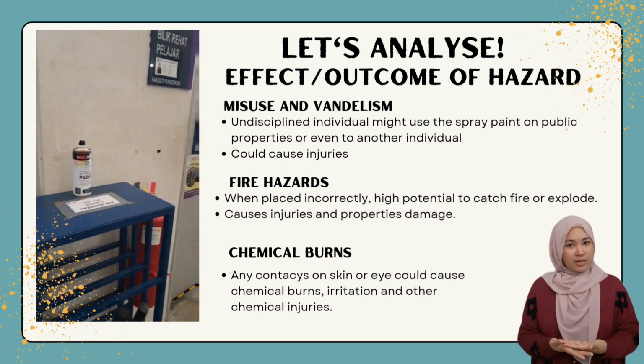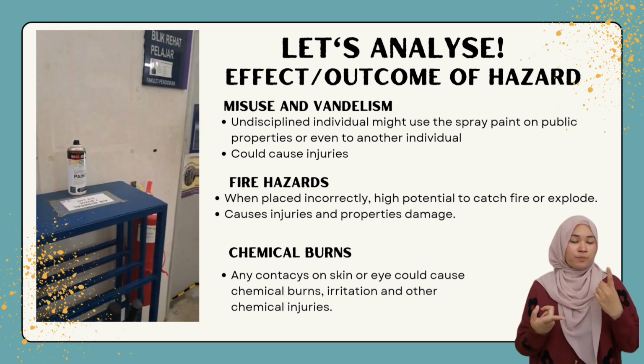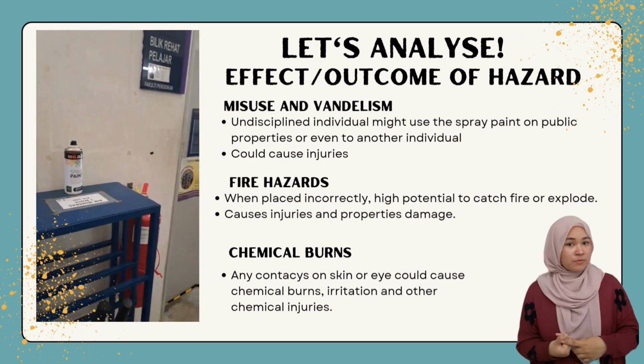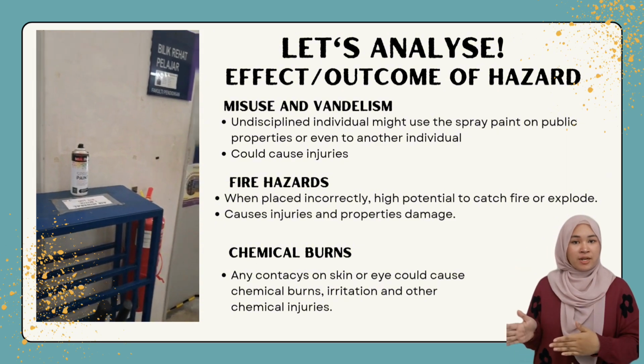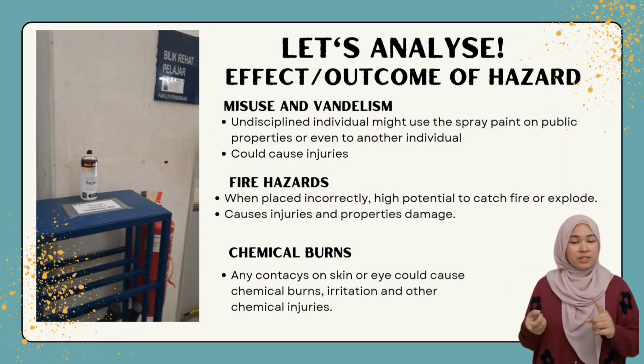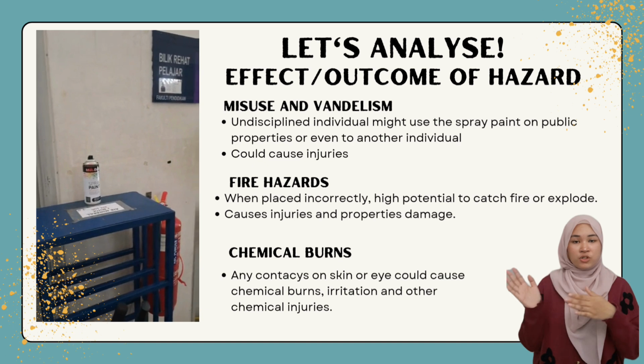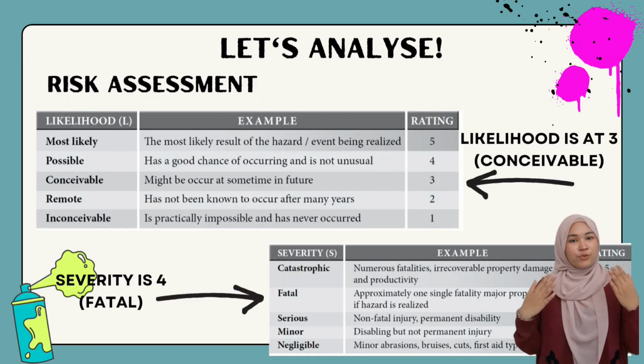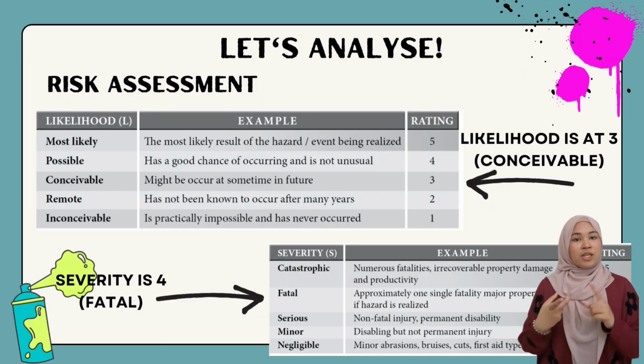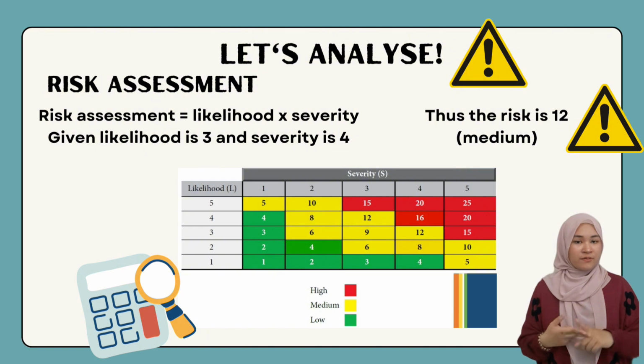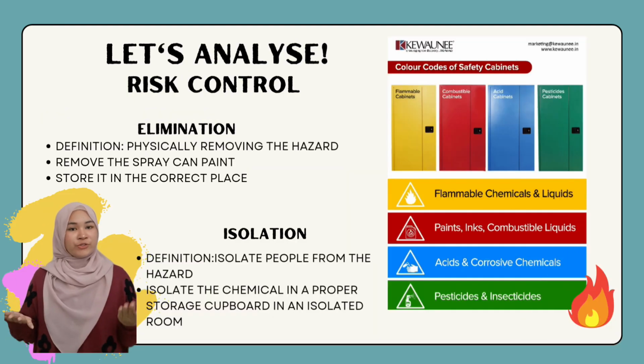The second one is fire hazard. It can also trigger open flame and explosion. So when it is placed in a public area, there is a higher chance of making sparks and open flame from the electrical component nearby. Now, if we were to count the risk assessment, 3 times 4, which is likelihood times severity, is 12. What are the risk controls that we should take?